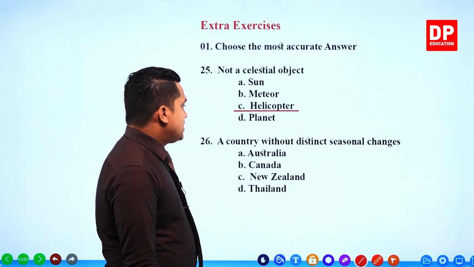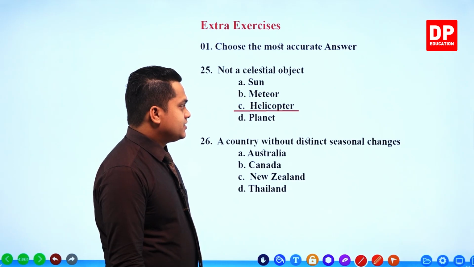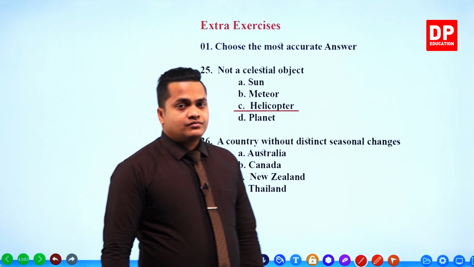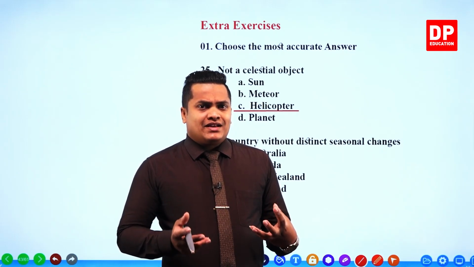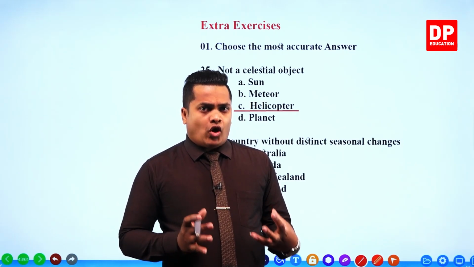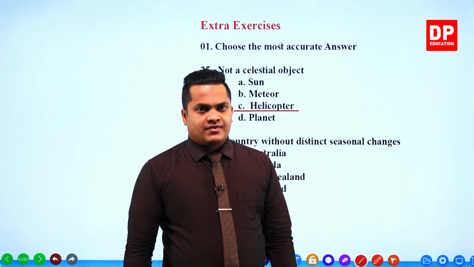Next one. A country without distinct seasonal changes. Now, in order to observe a seasonal change, a particular country should be located not near to the equator.